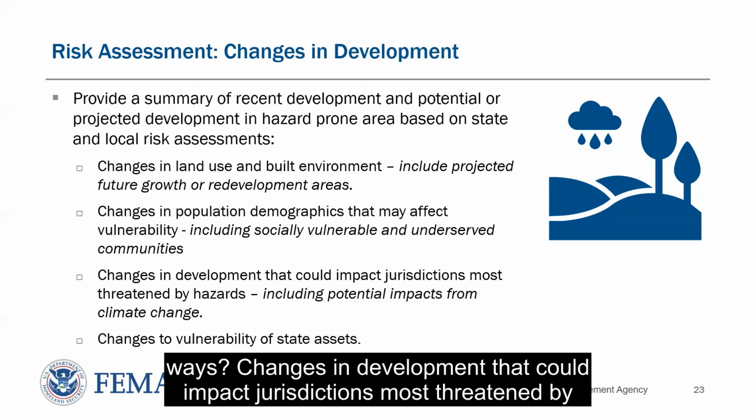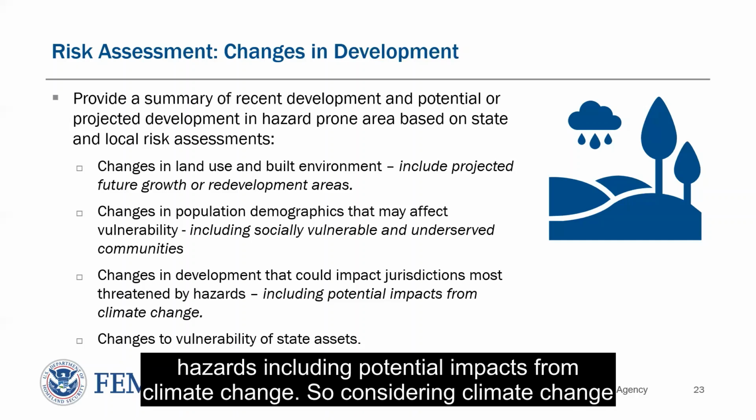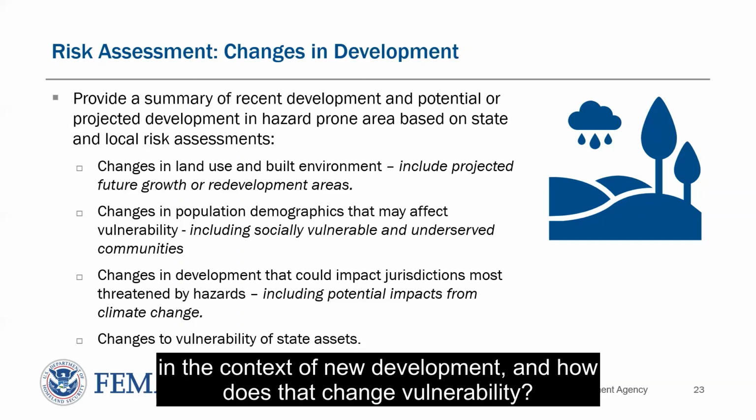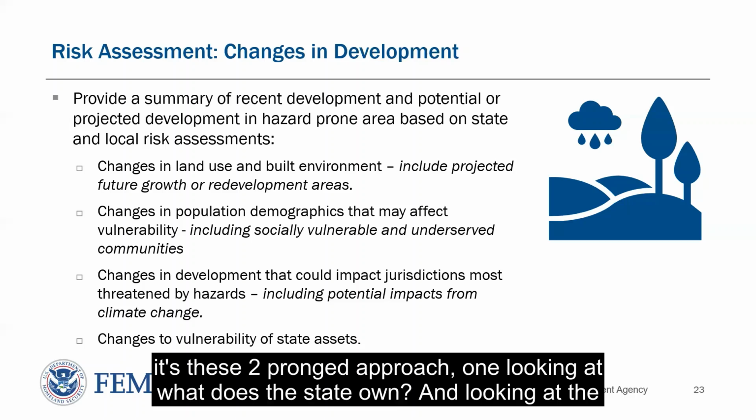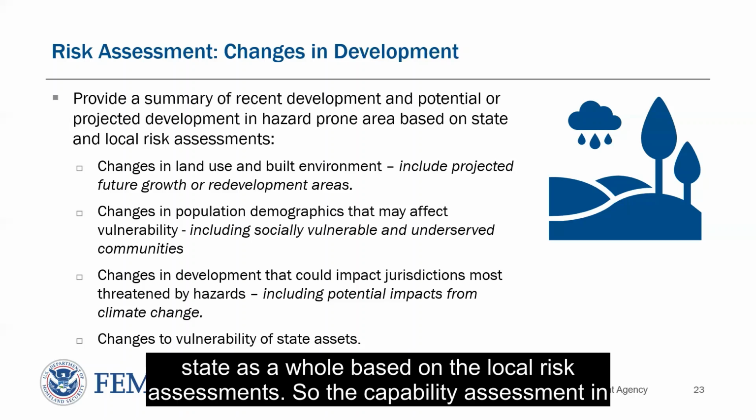Changes in development that could impact jurisdictions most threatened by hazards, including potential impacts from climate change. So considering climate change in the context of new development, and how does that change vulnerability? And then of course, changes to the vulnerability of the state's assets. So again, it's this 2-pronged approach, one looking at what does the state own and looking at the state as a whole based on the local risk assessments.